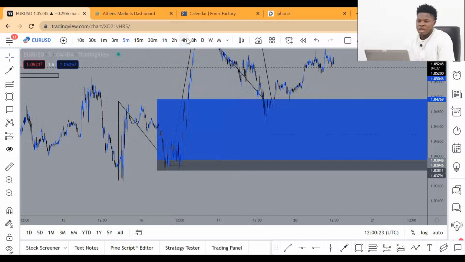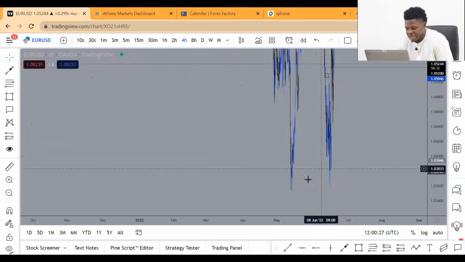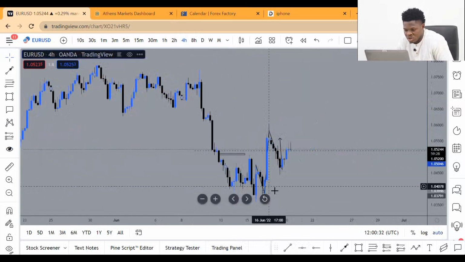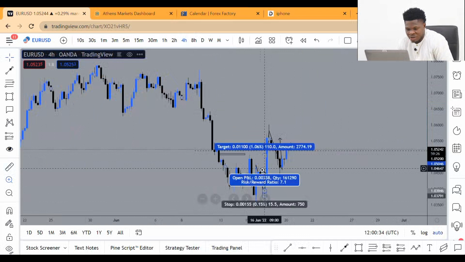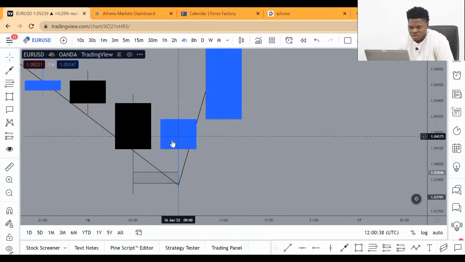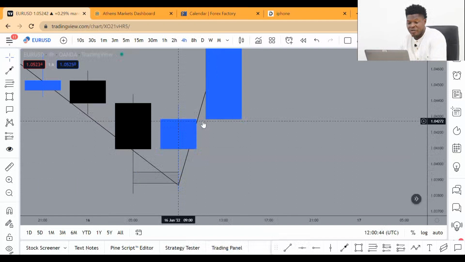So imagine now, if you go on your 4 hours and try to take your entry from your 4 hours, you might not get any entry until you see probably a confirmation candle, either an inside bar, which is what we actually have at this point. This candle opens and closes within this guy, but minimizing and modifying your entry to a lower time frame actually gives you a perfect risk to reward.